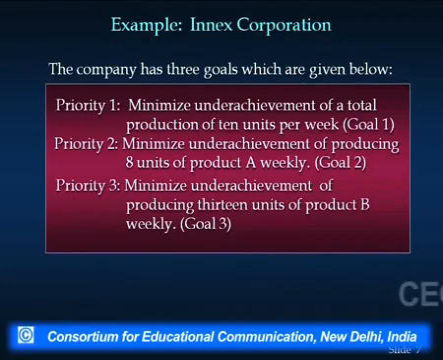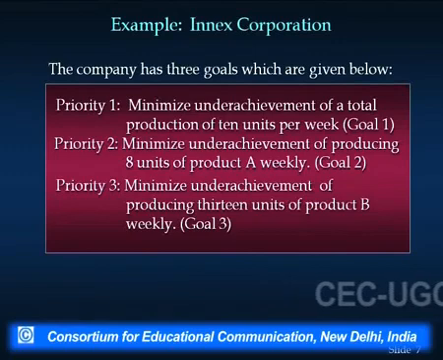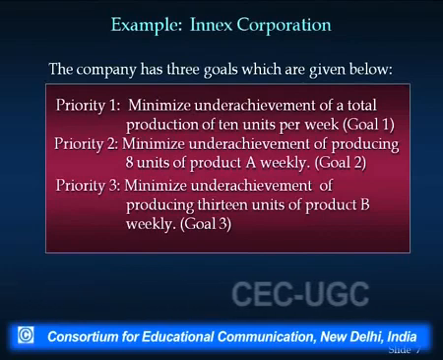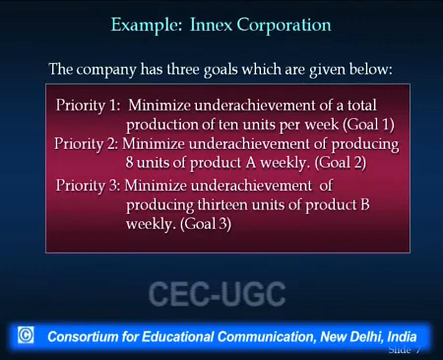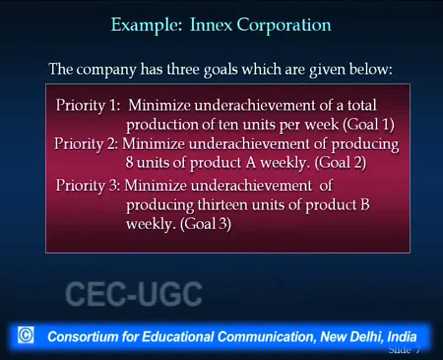Next is the priority number 2, minimize underachievement of producing 8 units of product A weekly. Now we have a goal for product A, and the limit on the number of products to be produced is 8. And this is the goal number 2. Now we will discuss the priority number 3, and this is minimize underachievement of producing 13 units of product B weekly. Again, goal number 3 gives that a minimum 13 numbers of product B be produced.